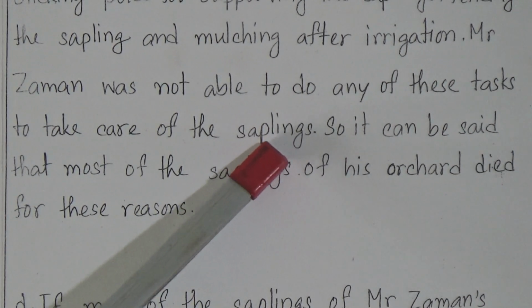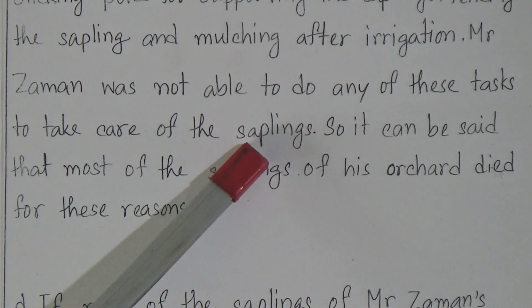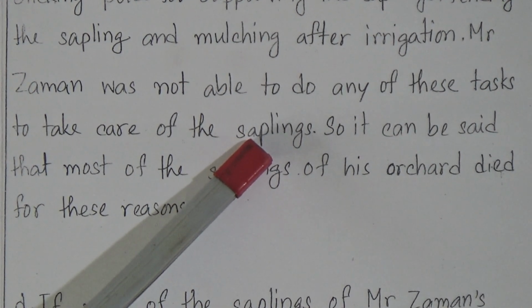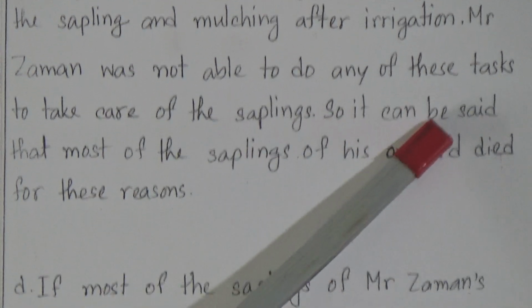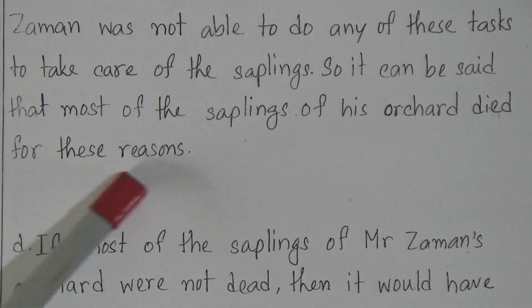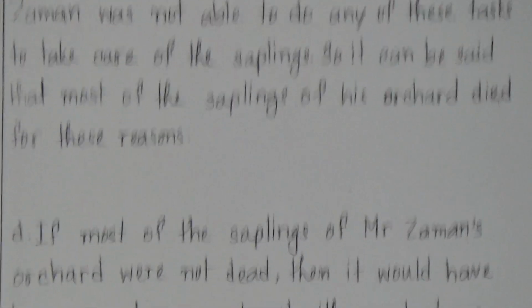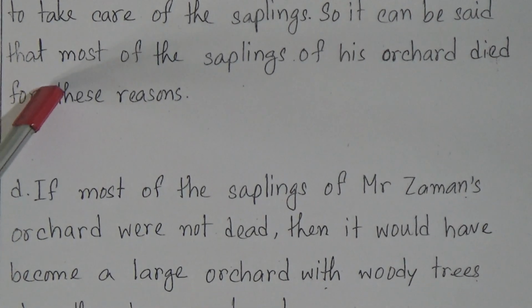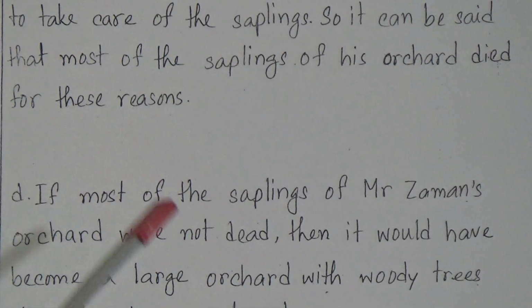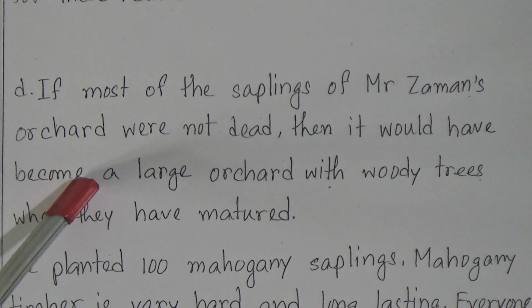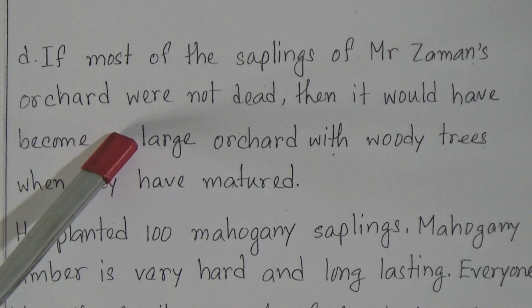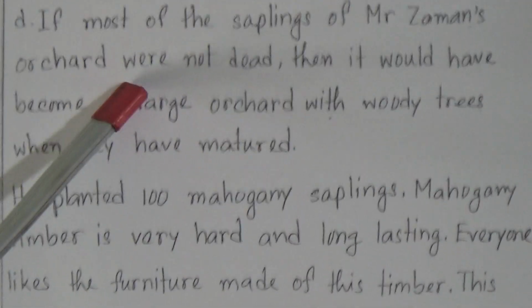And he planted the mahogany saplings in Mymensingh, and so it can be said that most of the saplings of his orchard died for these reasons. So, these are the reasons why the saplings of Mr. Zaman died. Now, the answer of question number D, and the question is, explain why Mr. Zaman's orchard would have been a valuable resource if most of the saplings had not died.